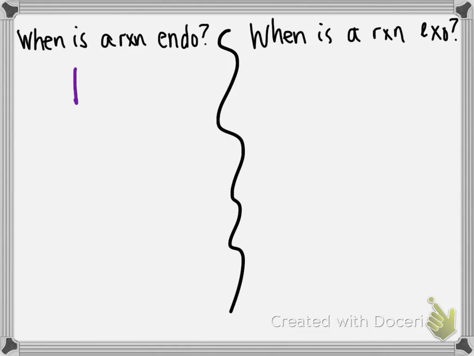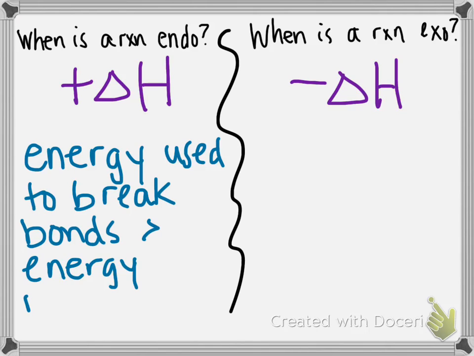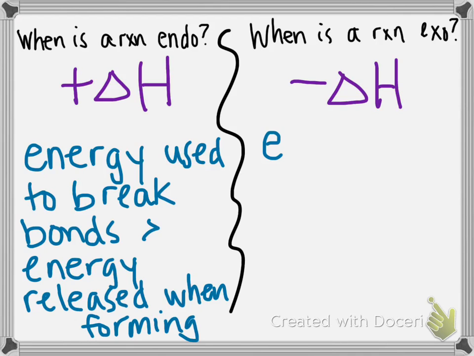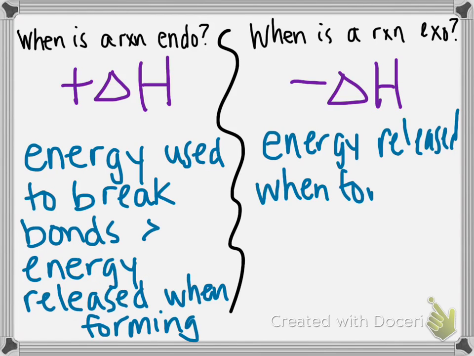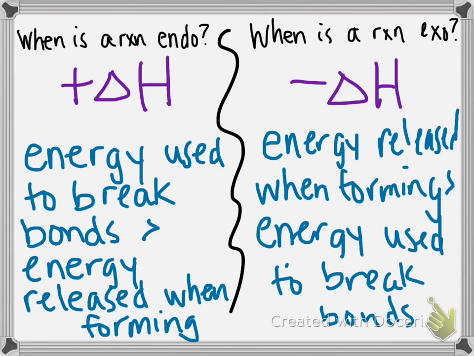Now, what we're doing with this today is figuring out when a reaction is endothermic and when a reaction is exothermic. So I've made a little table here. When is a reaction endo and when is it exo? What you already know is that a reaction is endothermic when it's a positive delta H, and exothermic when it's a negative delta H. So it's positive when it's endo, negative when it's exo.